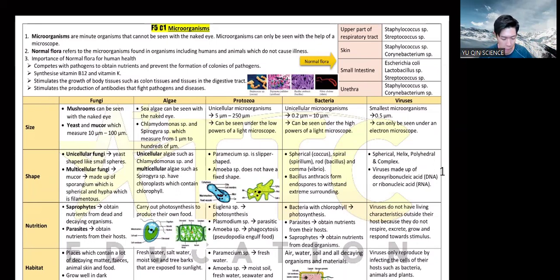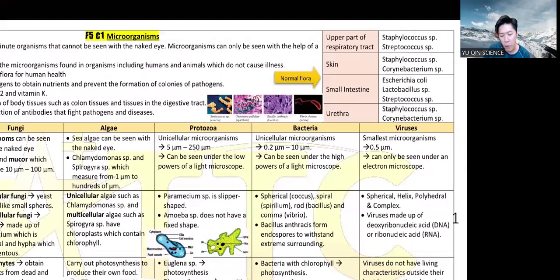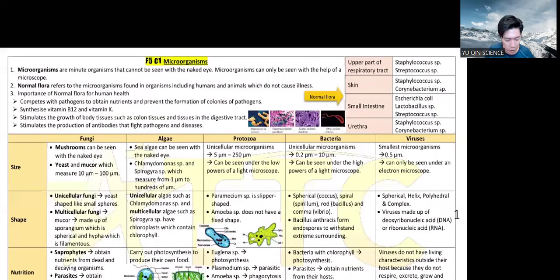Okay, so what's the first part? The first part is about microorganisms, definition, and normal flora. Normal flora means there are microorganisms that live on you in different parts of your body. They are very important to help you in different functions. For example, your skin has a lot of microorganisms on it. Those are good microorganisms, so we call that normal flora, which helps you with a lot of things. Go through the details, okay?